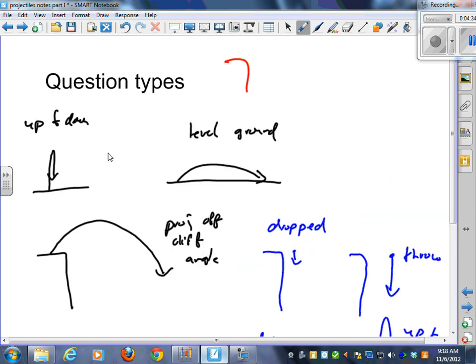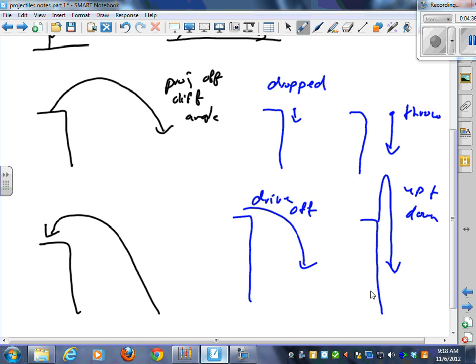So we've got 1, 2, 3, 4, 5, 6, 7. Okay? They are all governed by exactly the same rules. The only thing that's different here are the initial velocities. Okay? And in fact, I've never done this, but I'm maybe just going to do this right now.